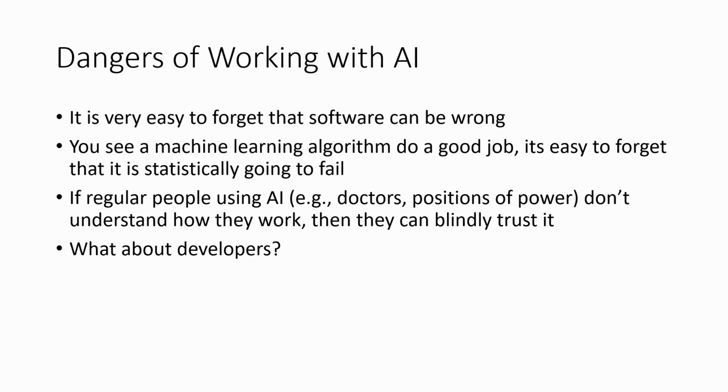So we have the same idea here, right? If you see a machine learning model do a very good job for a lot of inputs, it's very easy to become complacent and just rely on it. So if regular people use it, like doctors, in that cancer example that I gave you, if I show 100 examples and all of them are accurate, the doctor is probably going to start trusting it. What about developers?